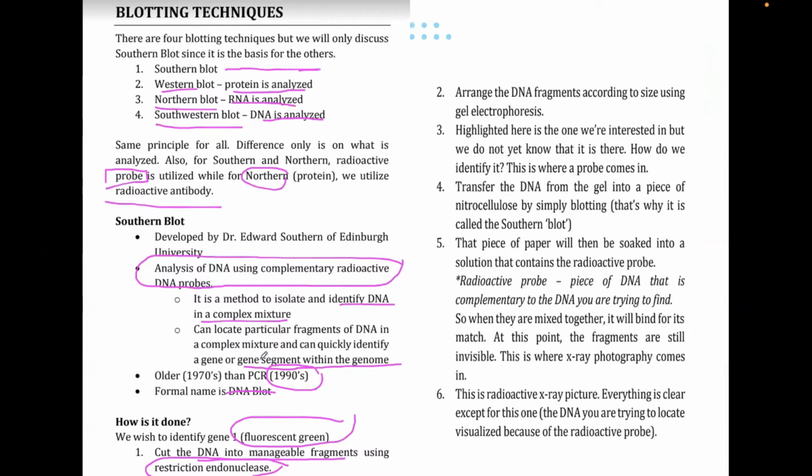So mahalaga si probe sa ating southern blotting or for the blotting techniques because next, it transfers the DNA from the gel into a piece of nitrocellulose by simply blotting. Para ka lang nag-blot nung tissue sa mukha mo kapag ka-oily ka na. So that is why it is called southern blot. The piece of paper will then be soaked into a solution that contains the radioactive probe. The radioactive probe is a piece of DNA that is complementary to the DNA you are trying to find. So when they are mixed together, it will bind for its match.